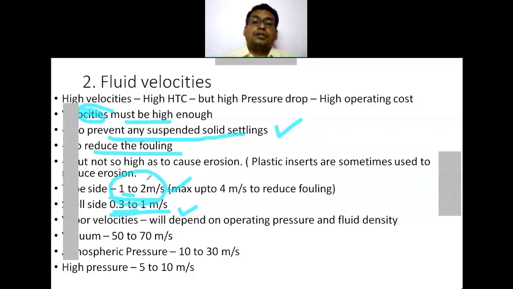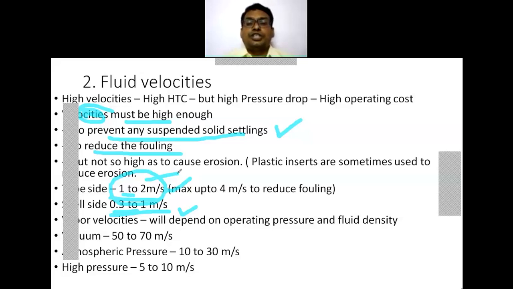For that purpose, this experience of 1 to 2 meters per second on the tube side and 0.3 to 1 meters per second on the shell side is there, but not so high as to cause erosion inside the vessel.